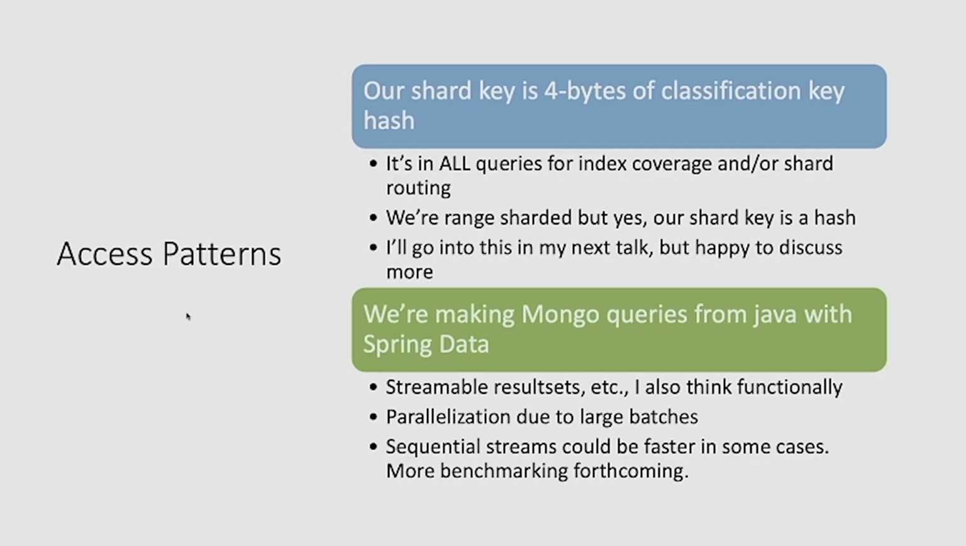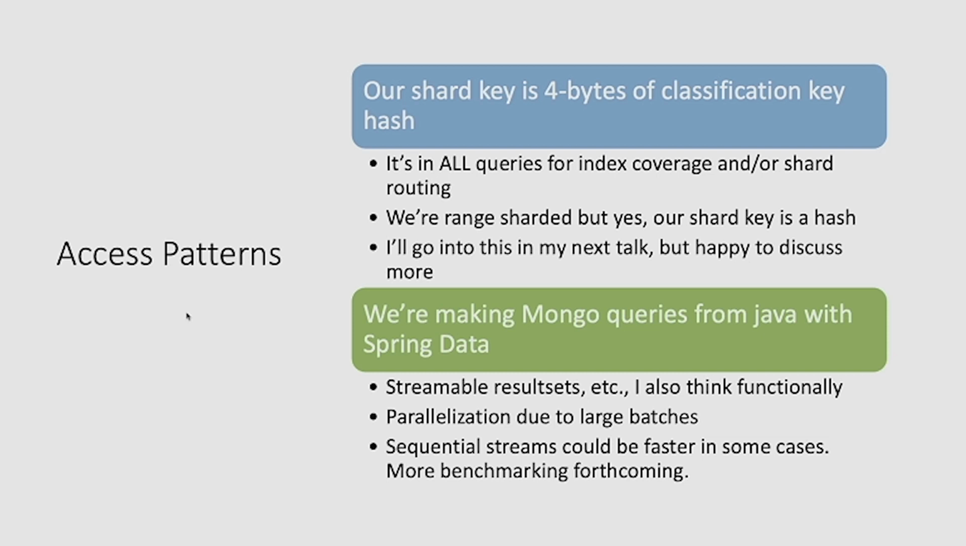For our access patterns, I don't know if you're familiar with clustered Mongo, but our shard key is 4 bytes of the classification key hash. So in my example, if a client was importing a bunch of user IDs into a data set, those user IDs would be hashed to generate our shard key. It gives us a good distribution across our entire cluster. The shard key is in all the queries that I'll show for good index coverage and shard routing. We're range sharded, but we do use a hash for our shard key. It just ensures good cardinality and distribution. Happy to talk about it a little bit later. We'll go into a lot of this in my other talk, but happy to discuss it more.